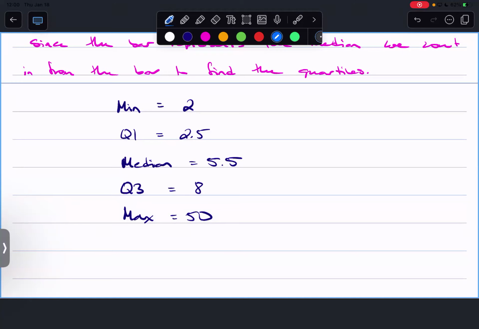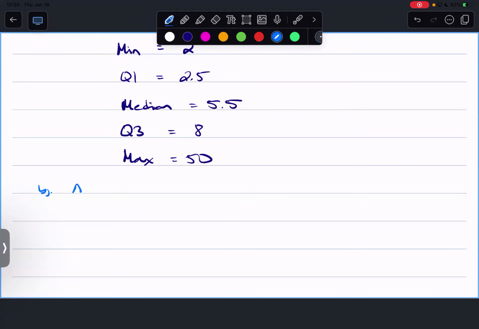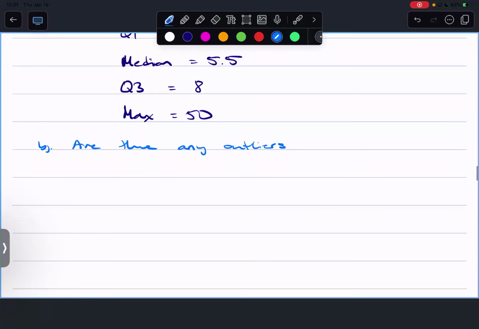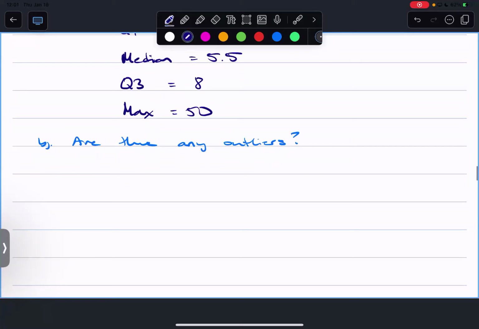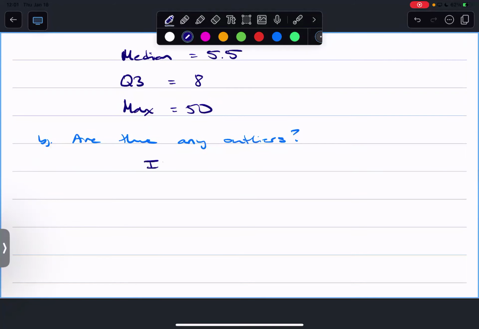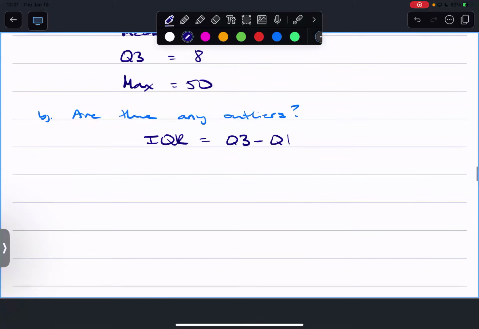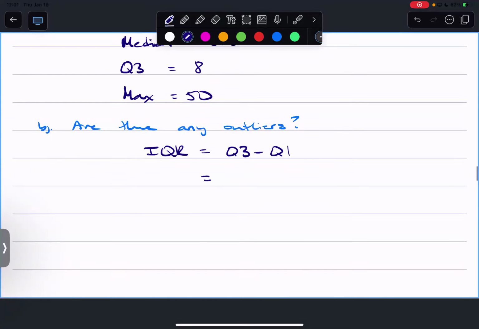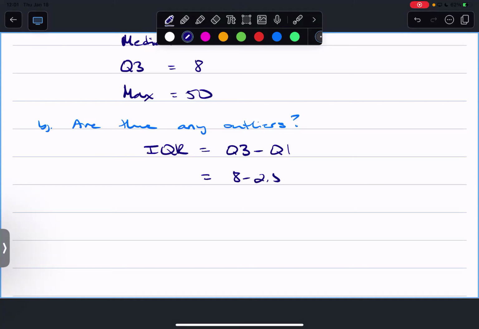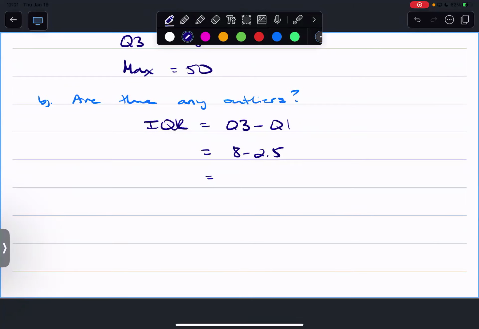So now, part B, are there any outliers? Nice. I'm going to go ahead and say 50 appears to be an outlier, but we're going to confirm. So are there any outliers? Well, first thing we need to do is find the interquartile range, which is Q3 minus Q1, 8 minus 2.5, 5.5.